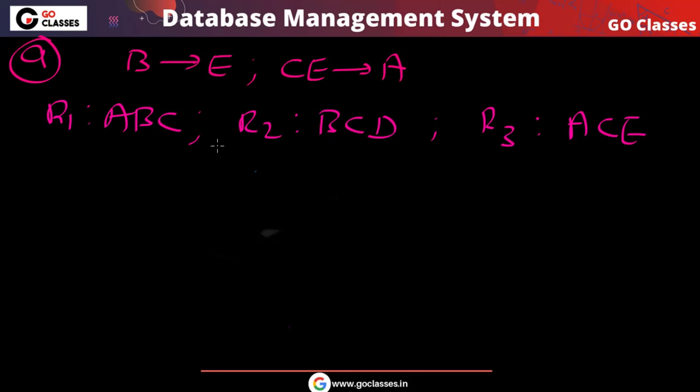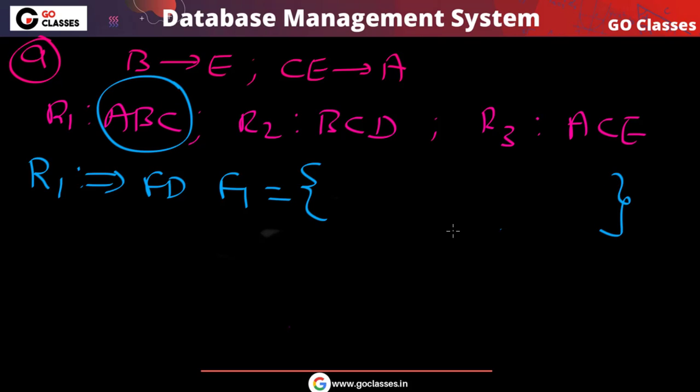Now here what will happen? What are the functional dependencies which are only applicable on these three attributes? So just find out. What is the FD set of R1? Means those functional dependencies which are applicable only on ABC. You can notice that B can determine E, but B cannot determine anything else.